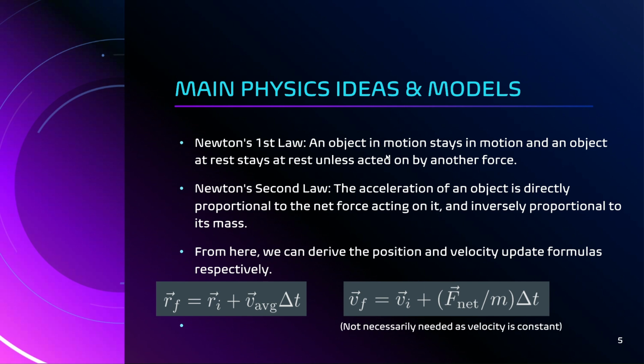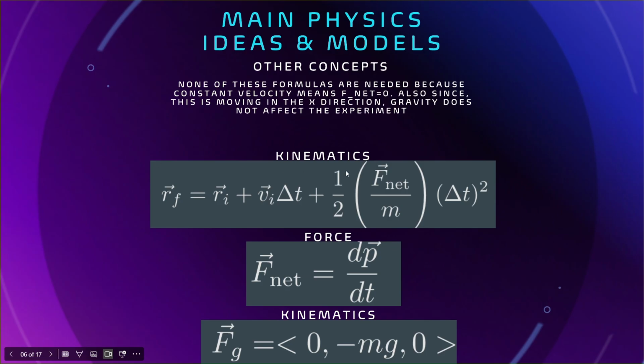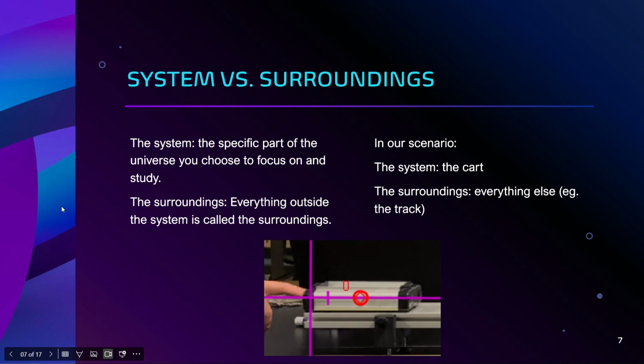But it's important to note Newton's first law, that the velocity should stay constant unless acted on by a different force. And our position update comes from Newton's second law. And once again, we're not going to need kinematics because this is going to be 0. We're not going to need force because F-net's going to stay the same, which is 0. And we're not going to need gravity here because we're just looking at movement in the plus x direction. And our system is going to be this frictionless moving car on this frictionless track, but the surroundings are going to be things like the table and everything else, like the track. So we're just looking at how the system's moving.